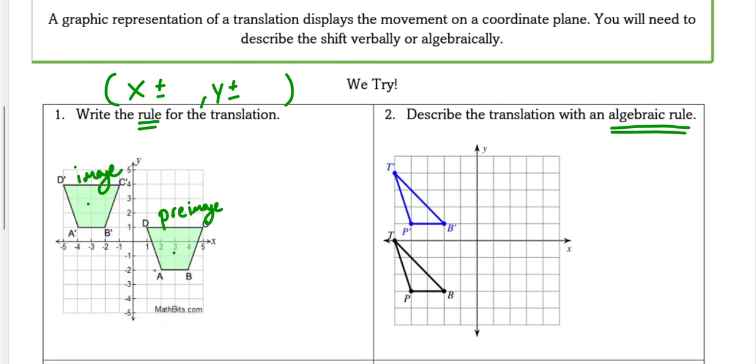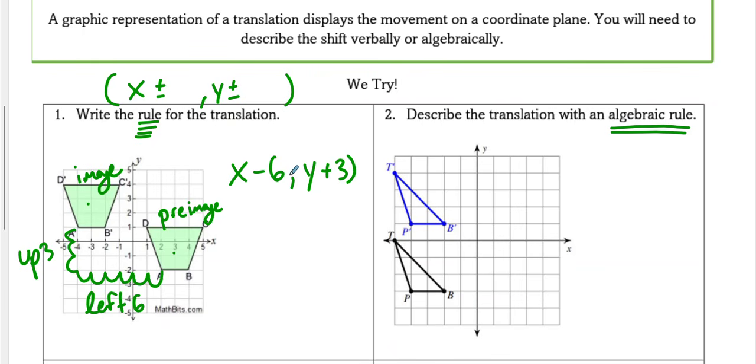So from here, I'm going to count directly to the left. 1, 2, 3, 4, 5, 6 to the left. And then 1, 2, 3 up. All right, so that's a good verbal description, but now I want to write the rule. So I want to say what's happening to the x-coordinate. Well, I'm moving to the left, so I know I'm subtracting. So that's x minus 6. And then I'm moving the y-coordinate up, so I'm adding 3. That's y plus 3.